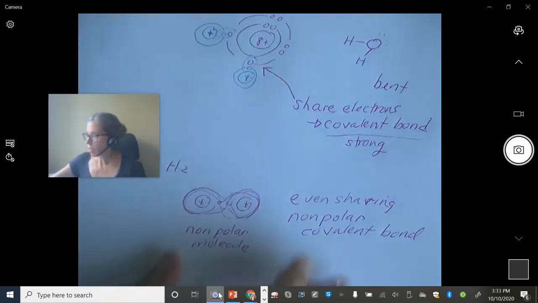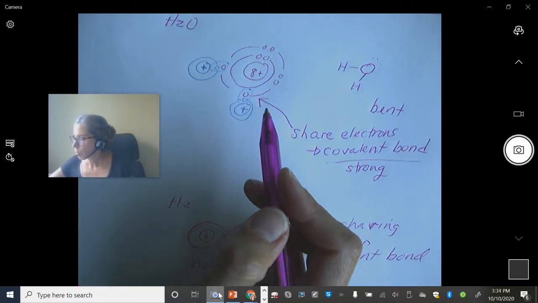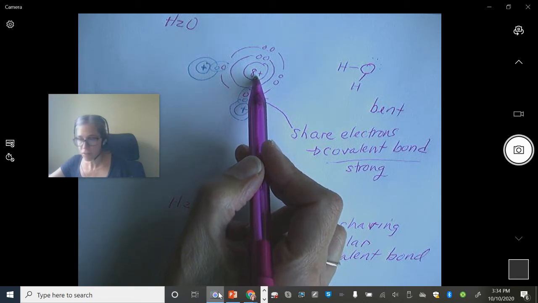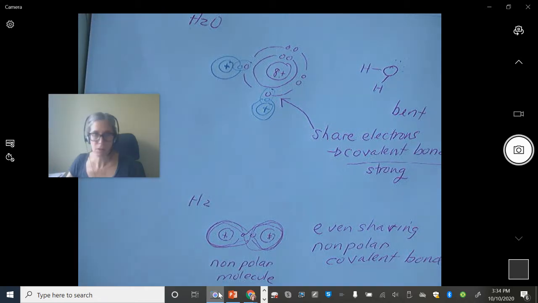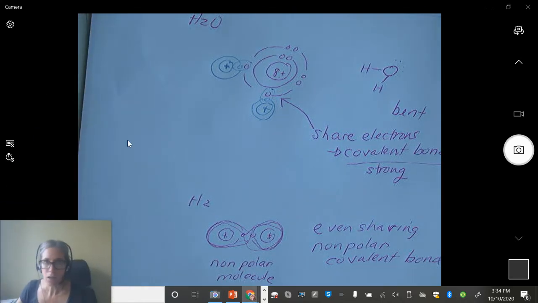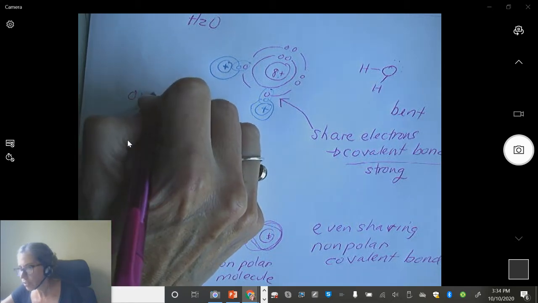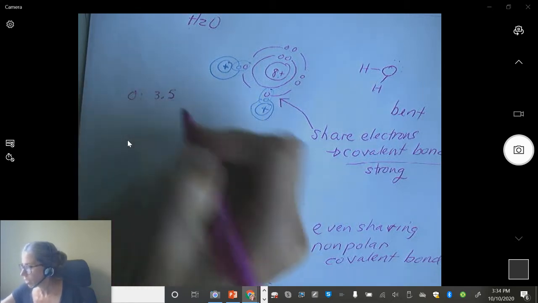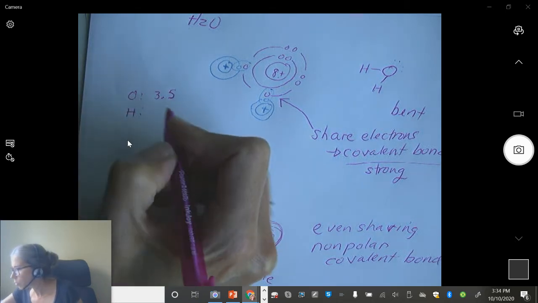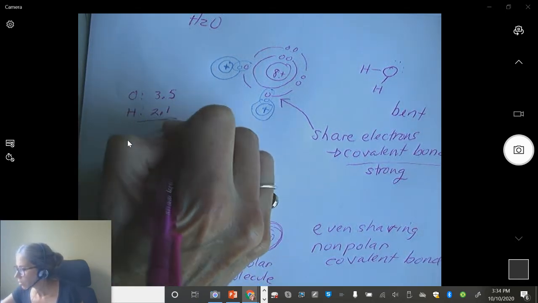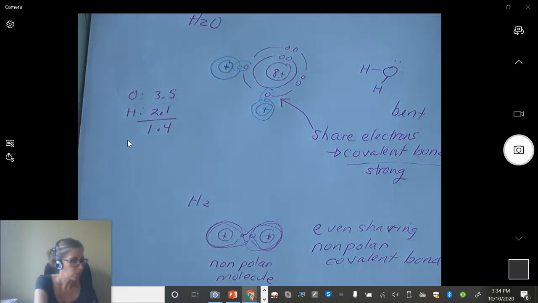Now let's compare that with this bond. Remember how we said oxygen is very electronegative? There are numbers for this stuff. The electronegativity of oxygen is 3.5. The electronegativity of hydrogen is 2.1. So the difference there is going to be 1.4.